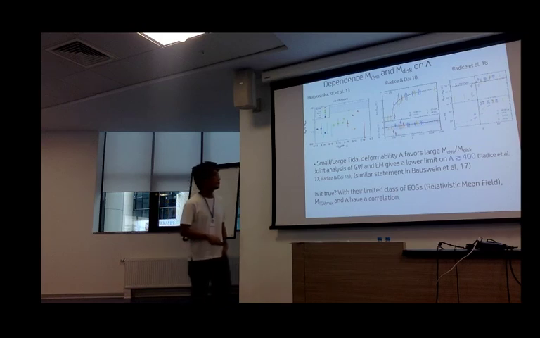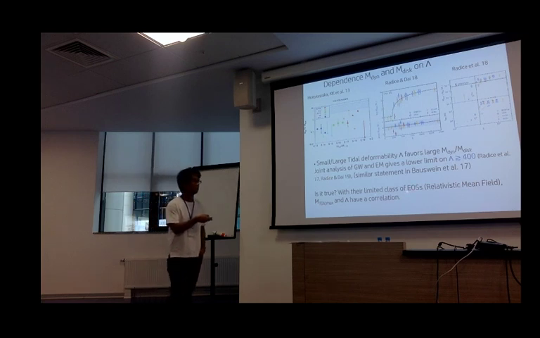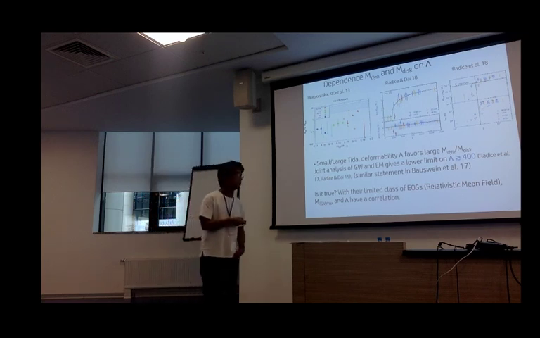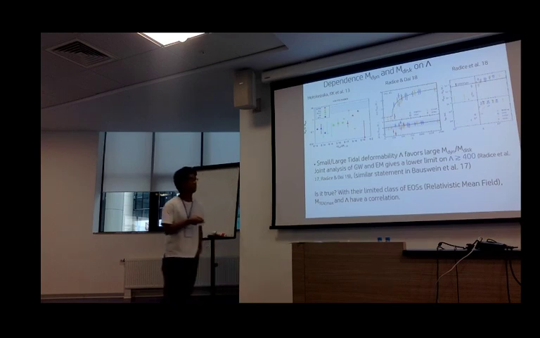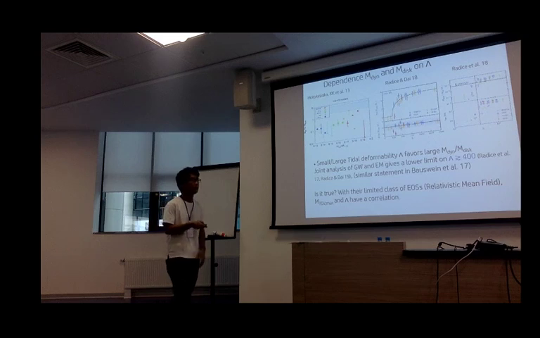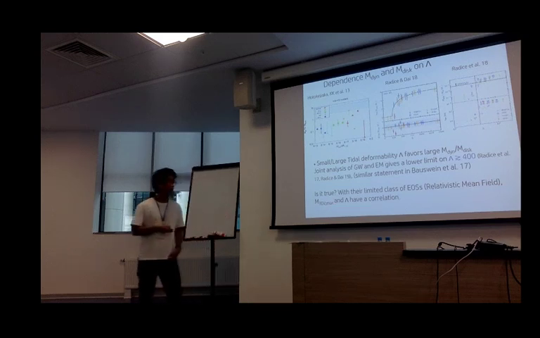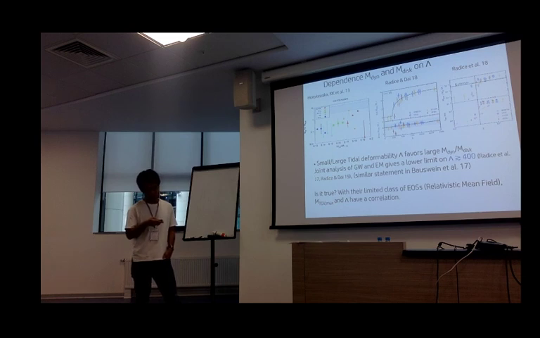But we are a bit skeptical about this result because they only adopted a very limited class of equations of state. More specifically, all the equations of state they adopted are based on the relativistic mean field. Within this framework, the maximum mass of the neutron star correlates with the tidal deformability.